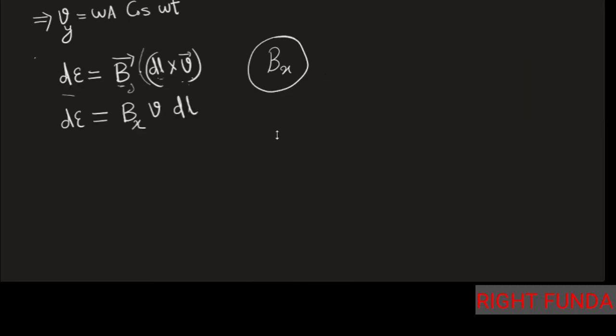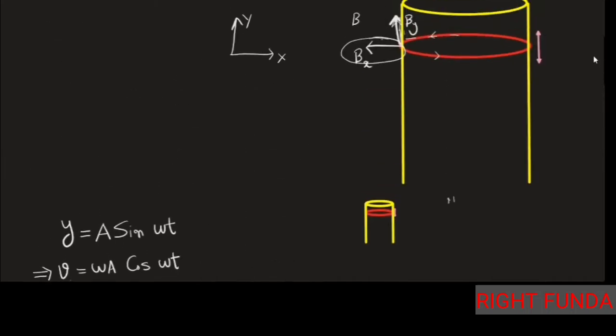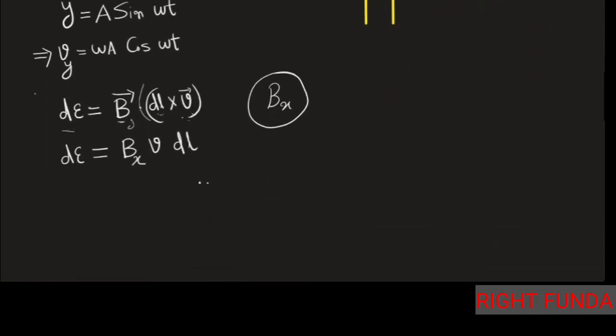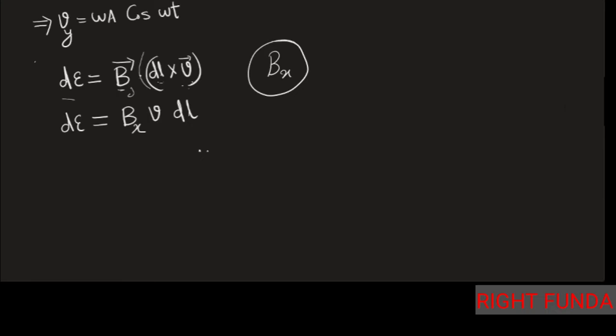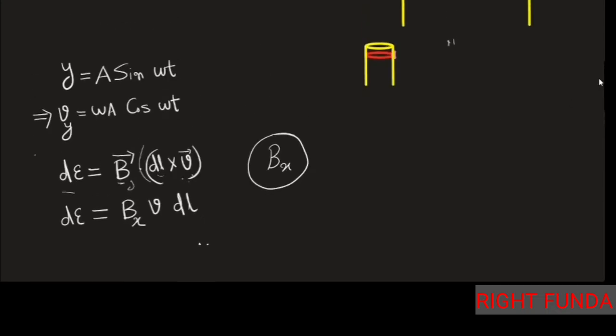So Bx component has to be taken, the component in the plane of the ring. In the plane of the ring, we have taken the direction as the x axis, so this is the Bx component along this axis. This other component will not figure here; only this component will produce the emf. So we have dE equal to Bx v dl. This is a small emf induced in a small length of the wire.